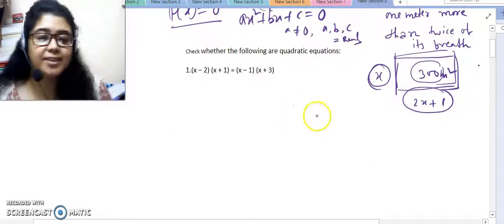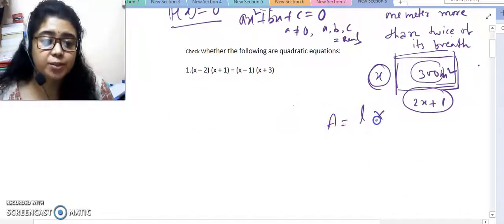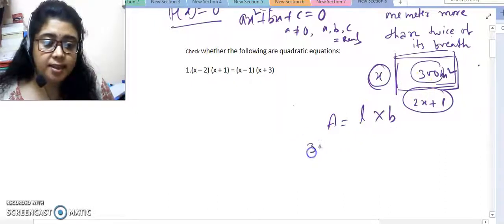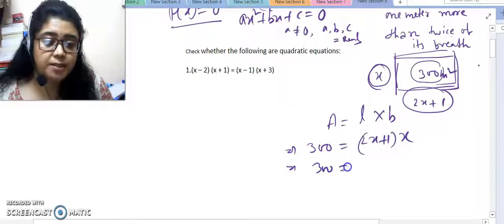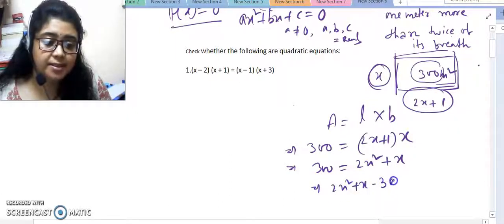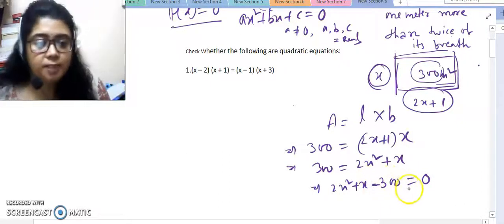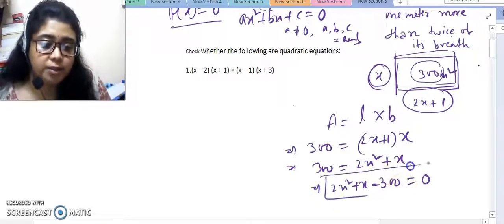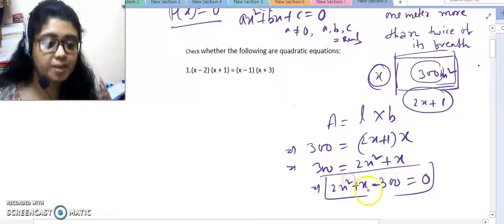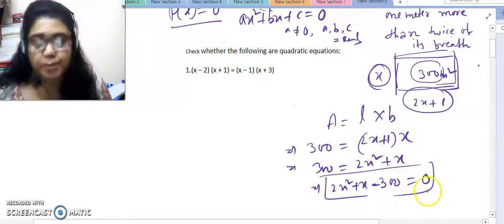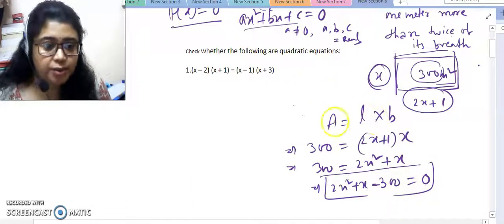We know that for a rectangle, the area is length into breadth. Right? The area given to you is 300. Length is 2x plus 1 and breadth is x. So now you just expand it: 2x² plus x, 2x² plus x minus 300 is equal to 0. Okay. This is called a quadratic equation because it follows ax² plus bx plus c is equal to 0. And these two conditions also it follows.